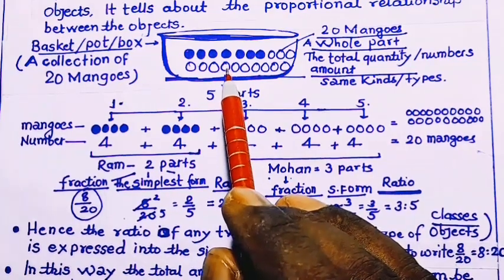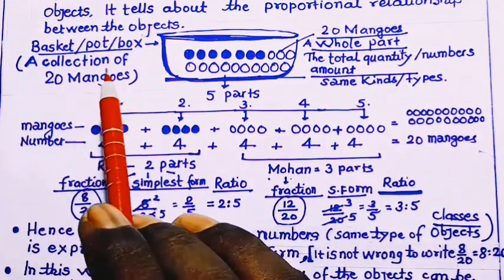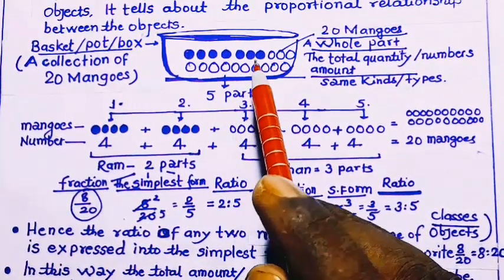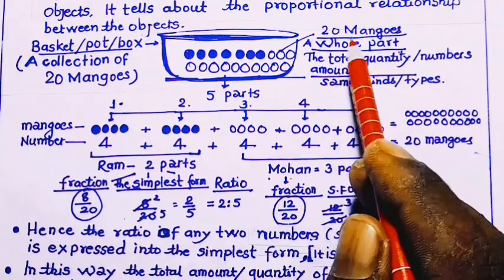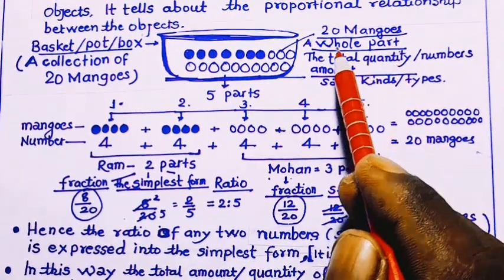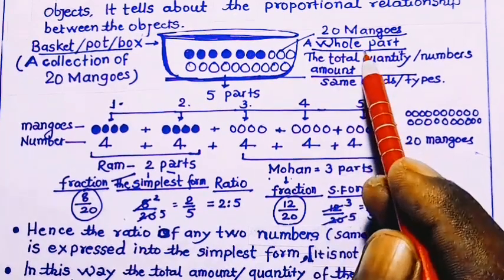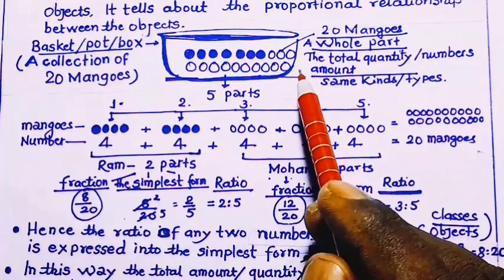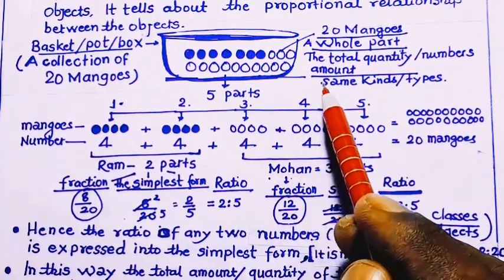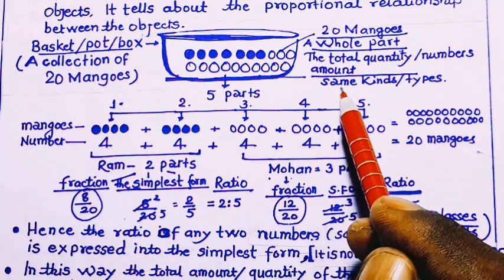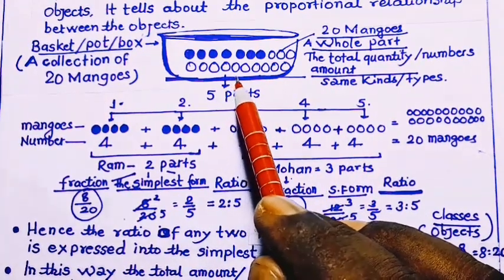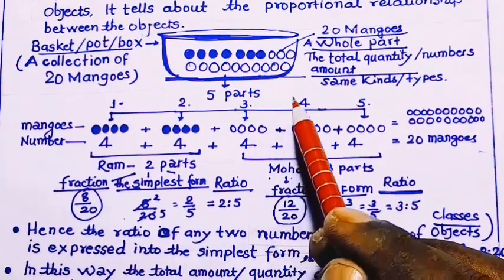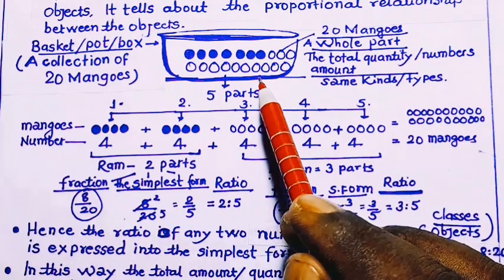Then it has been written a collection of 20 mangoes, and there are 20 mangoes in this basket, and all the 20 mangoes are the whole part, the total quantity. All the numbers, all the quantities are of the same kinds, the same types, and this is the same type of amount.